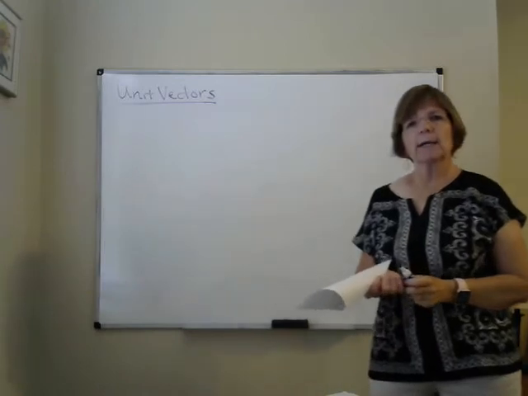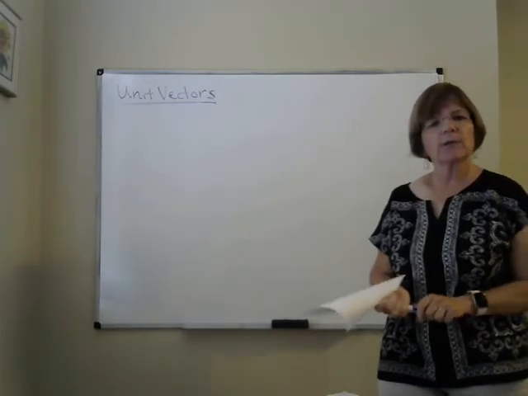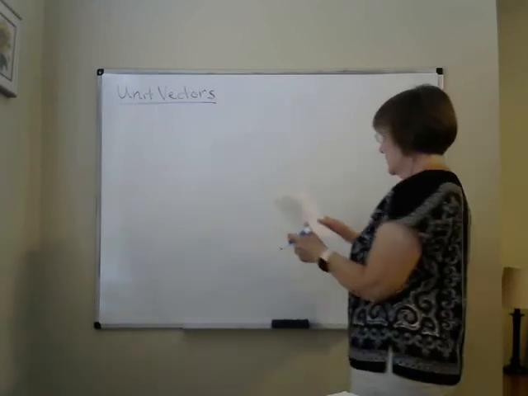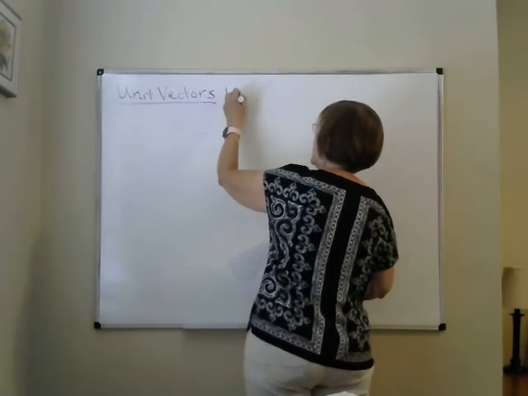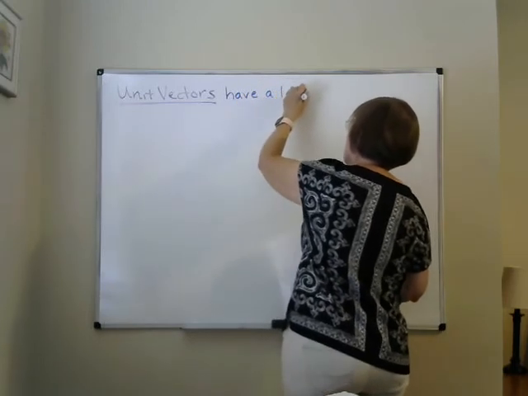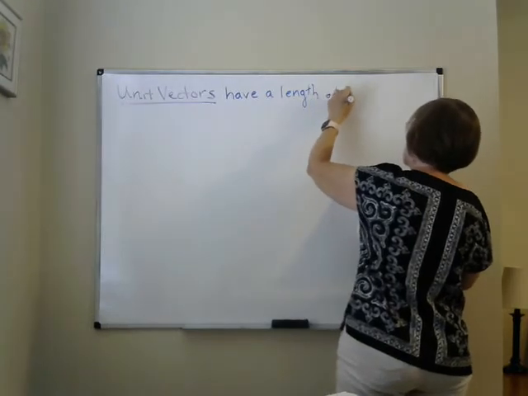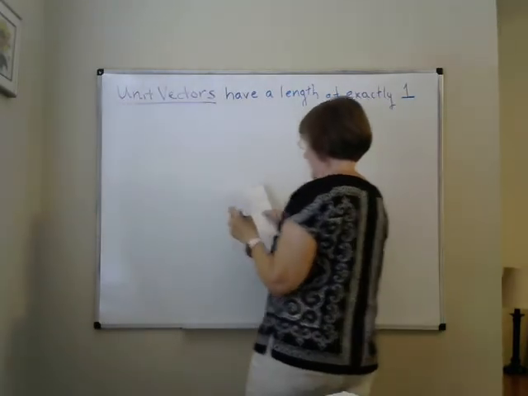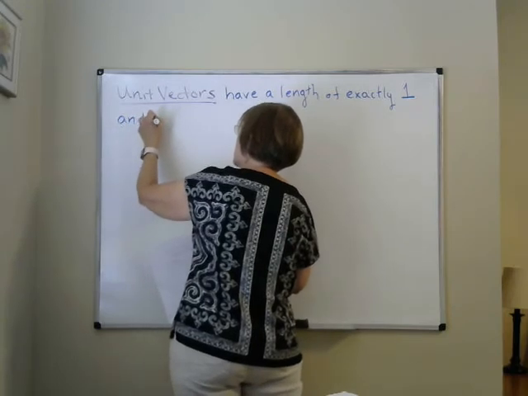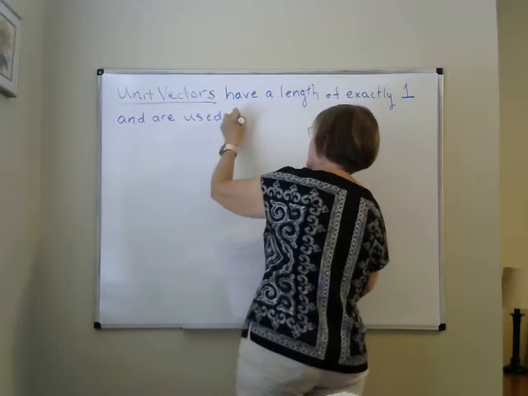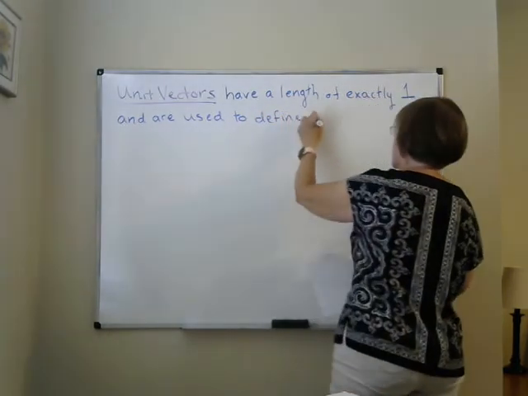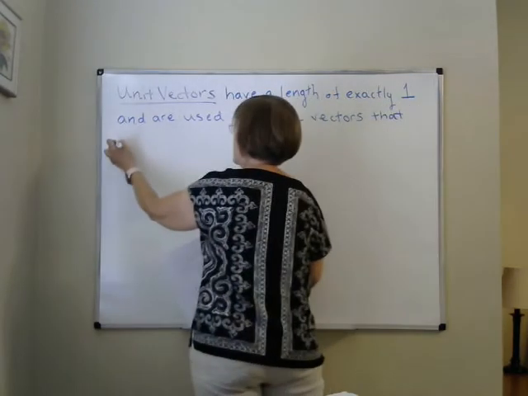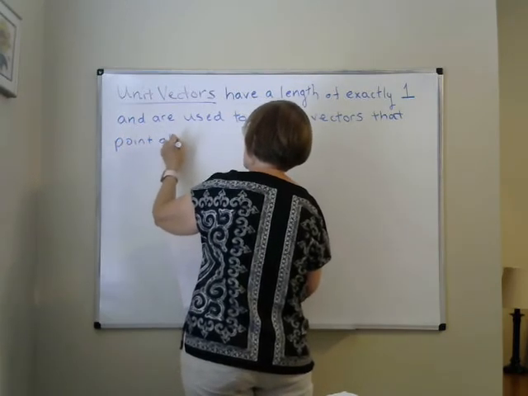If you're taking 1401, we probably will not be using unit vectors. If you're taking 2425, we definitely will be using unit vectors from time to time. Unit vectors have a length of exactly 1 unit, and they're used to define vectors that point along the coordinate axis.